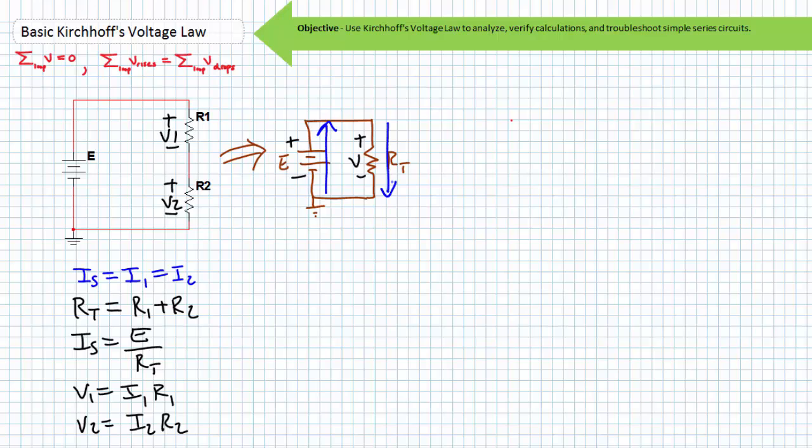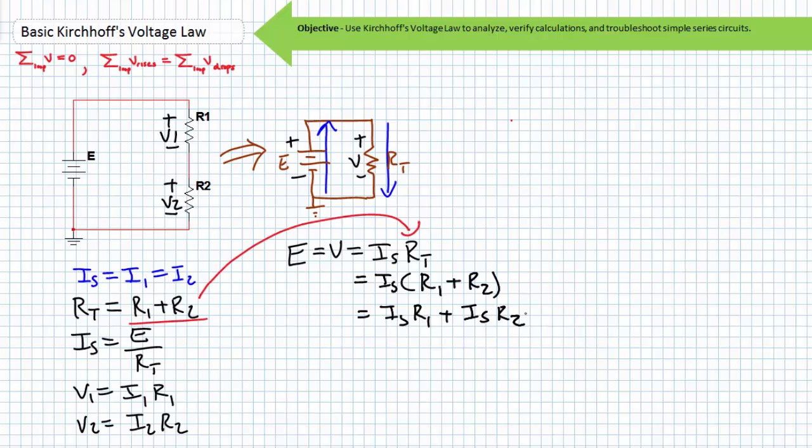It stands to conjecture that R1 and R2, those resistors that compose RT, drop representative portions of this applied voltage. Using our single resistor simplification, it can be stated that the voltage drop across RT is the source current times the total resistance. E equals V equals IS times RT. Using our series resistance formula, where RT equals R1 plus R2, this formula can be rewritten as follows. Distributing IS into the parentheses, we find IS times R1 plus IS times R2.